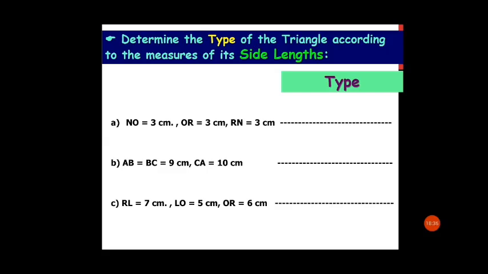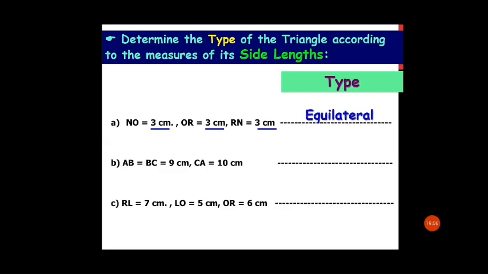Okay, one here might ask why we did not write the line segment above the NO. Because when we write the equal sign, we don't write the line segment. We don't have to write the line segment. So we say NO equals 3 centimeter, OR 3 centimeter, and RN equals 3 centimeter. So all sides here are equal, so it's equilateral triangle.